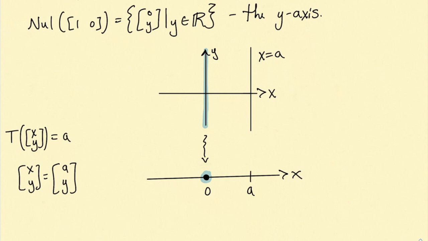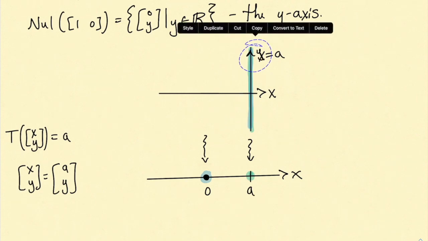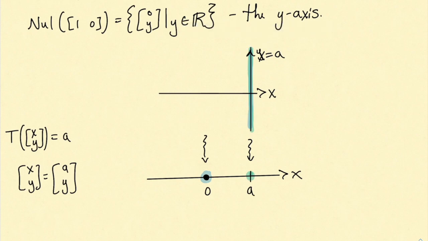Now, I can think about the same sort of mapping from this vertical line, just squish it down to a point. But of course, I can always think about any vertical line as being a translation of the vertical line x equals 0. All I have to do is simply take this line and translate it by a units. If a is positive, I move to the right. If a is negative, of course, I would translate to the left.